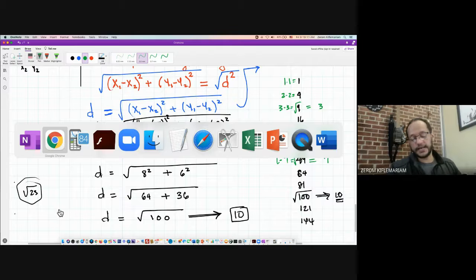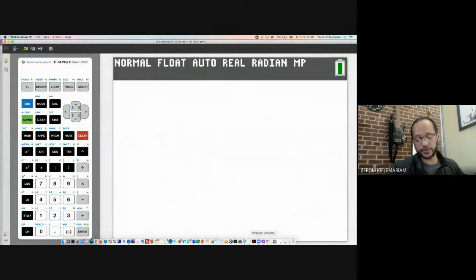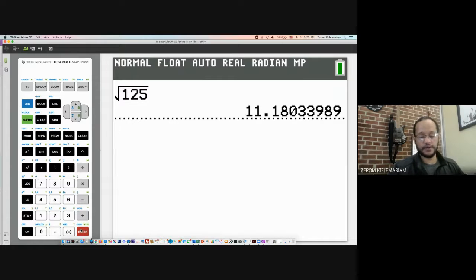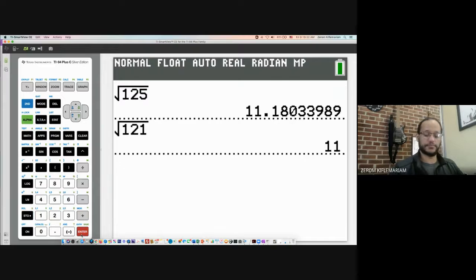In other words, let's say on our calculator, I try to find the square root of 125. Is that a friendly number? No. If it was 121, then I would have been able to write that as 11. But 125, I will leave as the square root of 125. If it is 121, I expect you to write 11. Does that make sense?